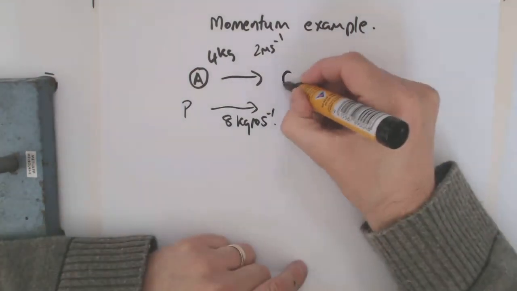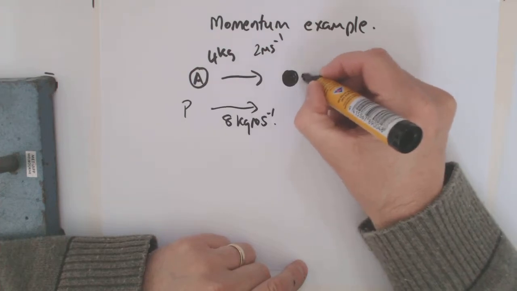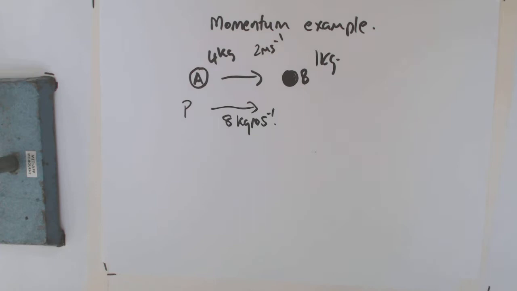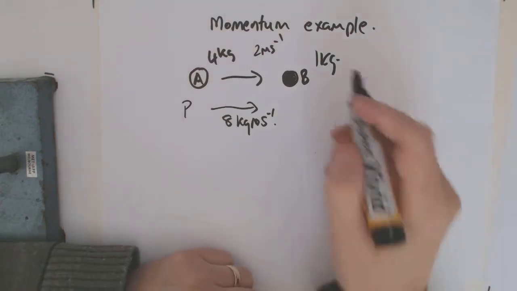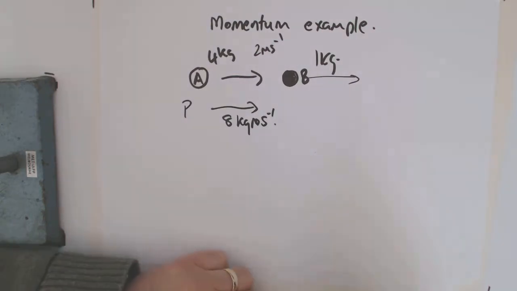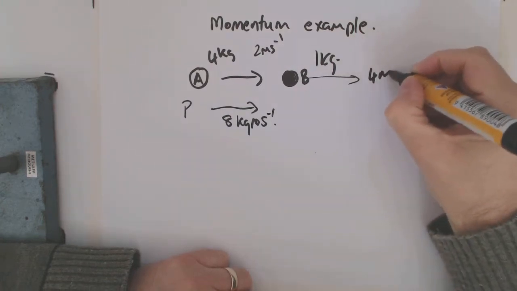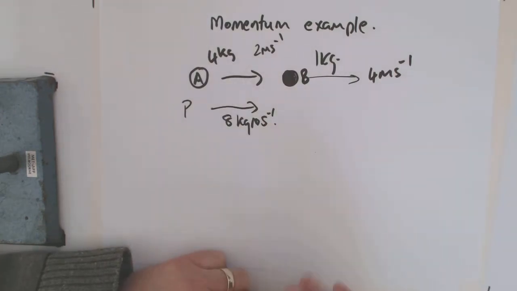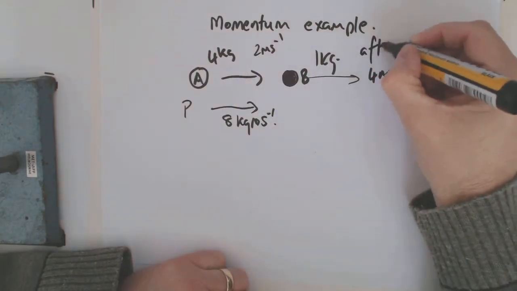Now, it smacks into a ball there, we'll call it ball B, which weighs 1 kg. Now, the thing is, I can say whatever I like about this collision. Collisions are complicated, and I have to make stuff up sometimes. So let's just do a one-dimensional collision where that ball now races off in that direction at, I don't know, 4 meters per second. Now, before the collision, that's after the collision.